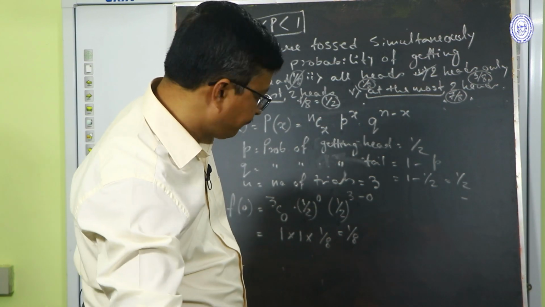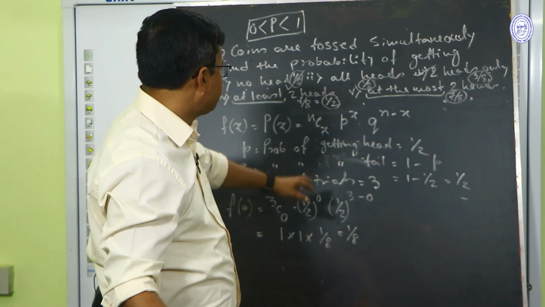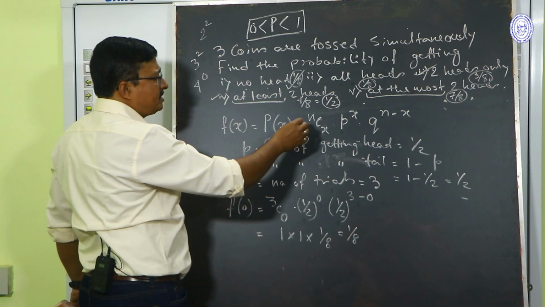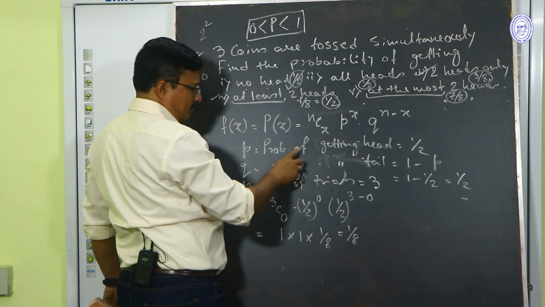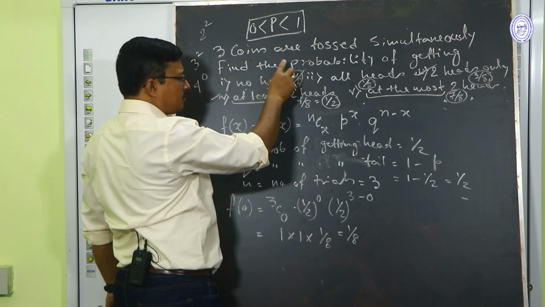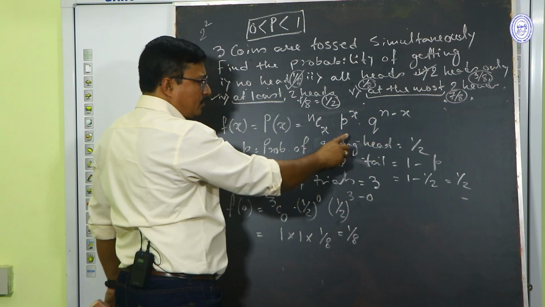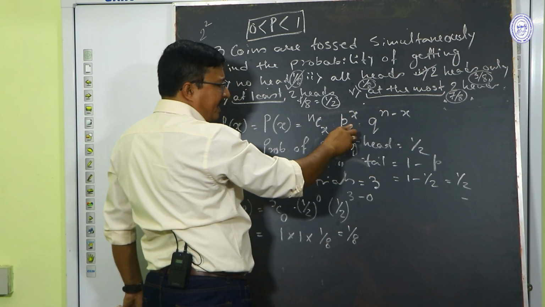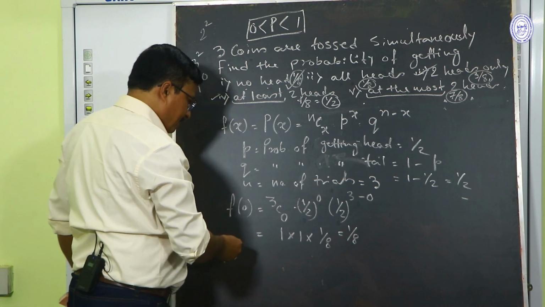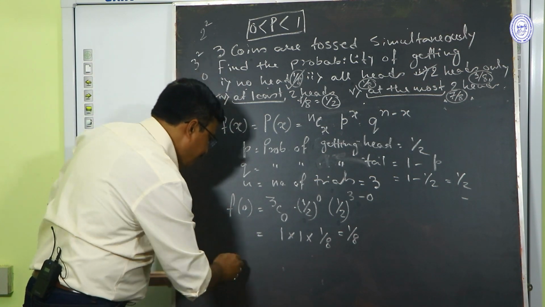Next one. For this, all heads means P is head. So all heads means 3 coins tossed, so all 3 are head. If we want all 3 to be head, then the value of x should be 3. So we have to find f(3).